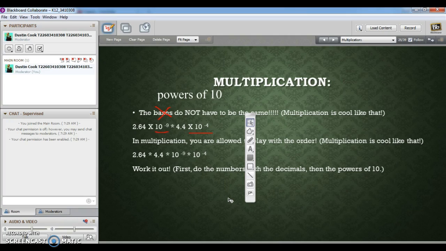So the first thing you need to know about multiplication is that the powers of 10 do not have to be the same. Originally, I accidentally put the word bases in my slide. I should have put powers of 10 because the base is just 10, and in scientific notation it's always going to be 10, so the bases are always going to be the same, but the powers don't have to be the same, right? So this is a -9, and that's a -4. We're still allowed to multiply this together.